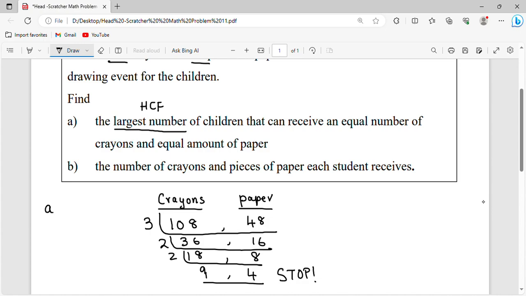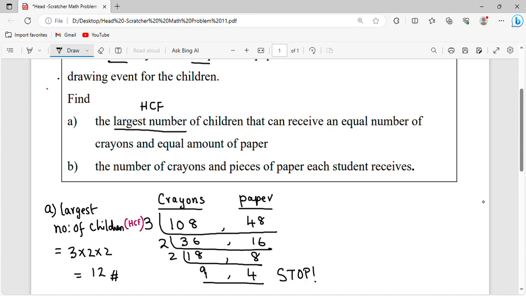So what is the largest number of children? For part A, the largest number of children who are receiving an equal number of crayons and paper would be the HCF, right? So you are going to find what is the HCF. This is nothing but the HCF. Right? And you know HCF is nothing but you have to multiply 3 times 2 times 2 which is 12. And that is the answer for part A.